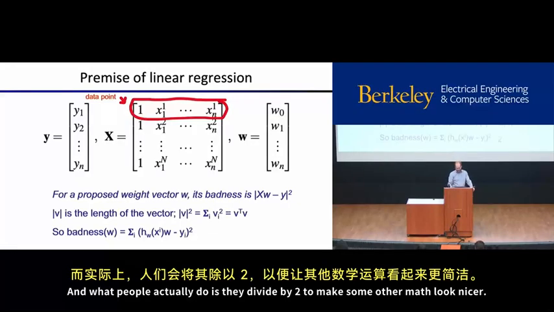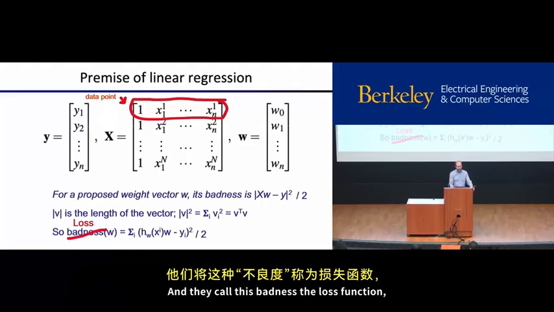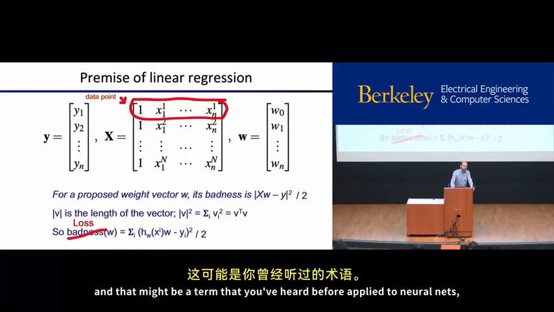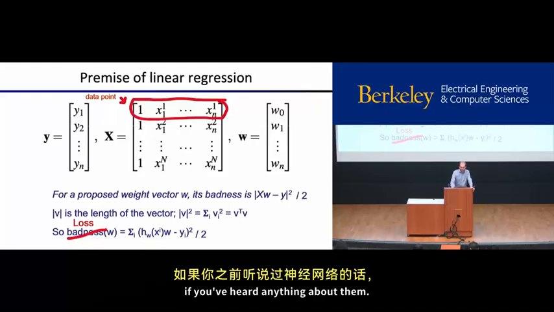And what people actually do is they divide by 2 to make some other math look nicer. Doesn't really matter. And they call this badness the loss function. And that might be a term that you've heard before applied to neural nets, if you've heard anything about them.